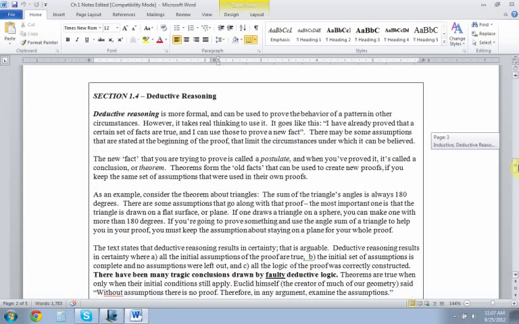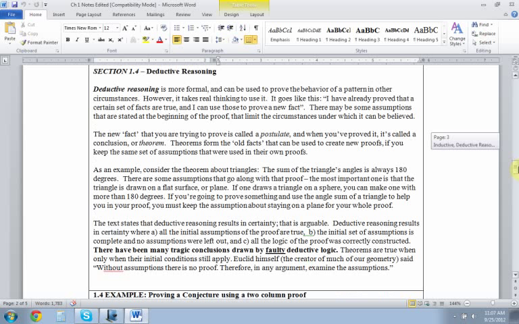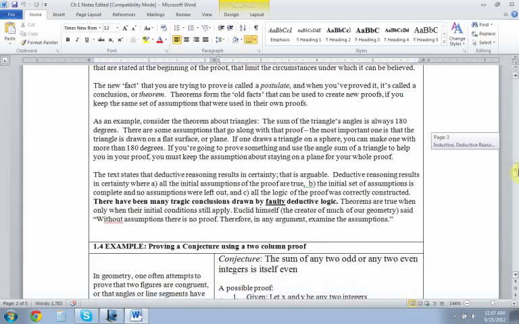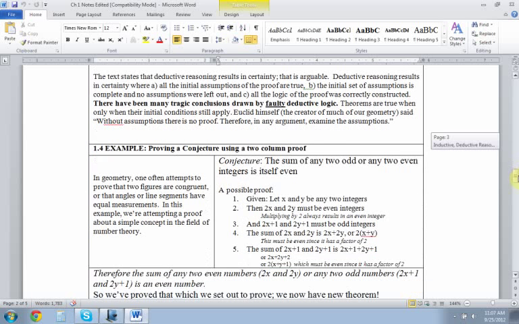Next, we look at deductive reasoning. Deductive reasoning is very formal mathematical proofs. So it's important to prove it mathematically, usually using algebra, not just a few examples. So here they have an example. The conjecture is the sum of any two odd or any two even integers is itself even.